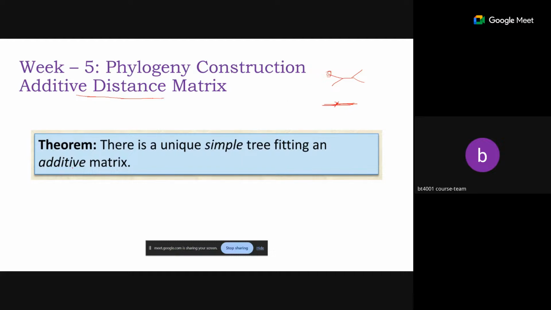So given a distance matrix, if there is exactly one unique simple tree, that means there will be one simple tree and it will be unique, then it is called an additive distance matrix. So this is the definition of an additive distance matrix. If you are given an additive distance matrix, then the simple tree that you can construct on this additive matrix will always be unique. We will have exactly one simple tree.